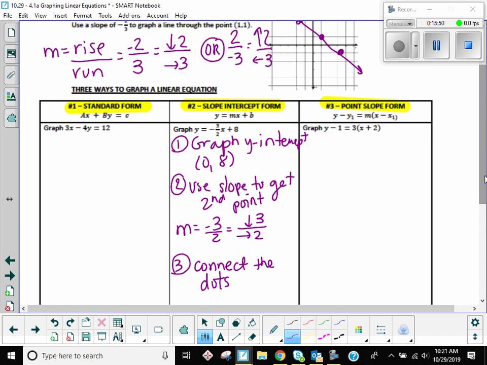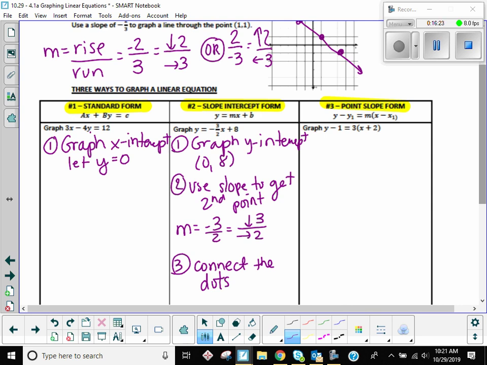So we're going to graph the x-intercept. And here's how we're going to do that. We're going to let y equal 0. Because everywhere on the x-axis, y equals 0. And what happens when you put 0 for y right here? What happens to that negative 4y? Goes away. So just drop it, okay?